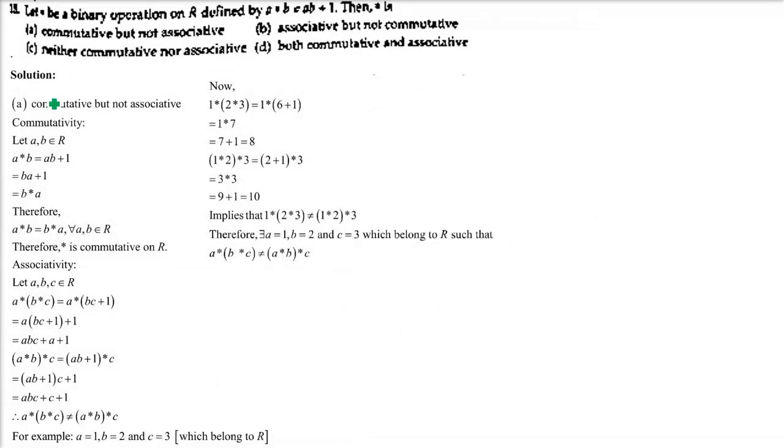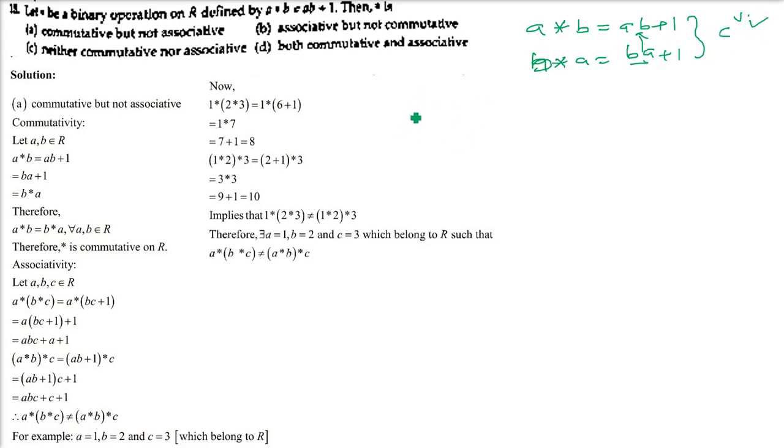Next is, let star be a binary operation on R defined by a star b equals ab plus 1. Then star is, let us see both of these, commutative, associative? So a star b is ab plus 1, b star a will be ba plus 1, and ab and ba are the same if they are multiplied. So it is commutative.